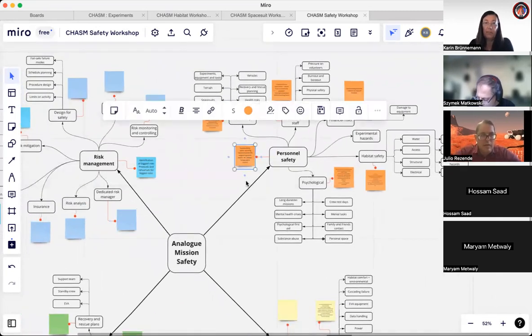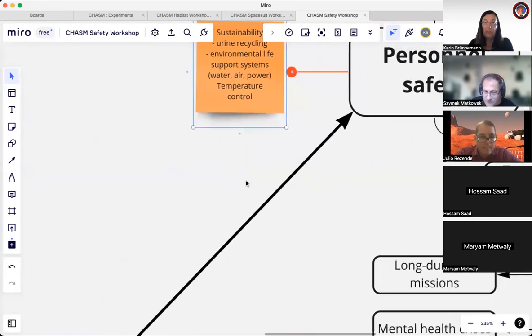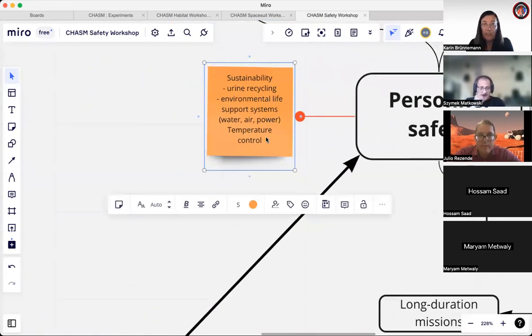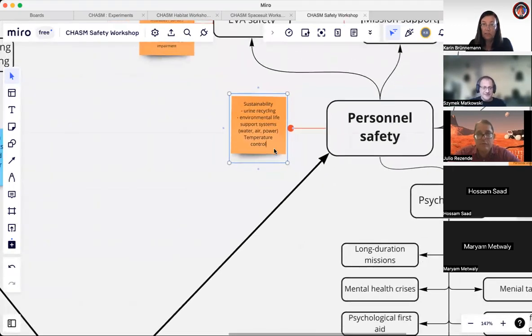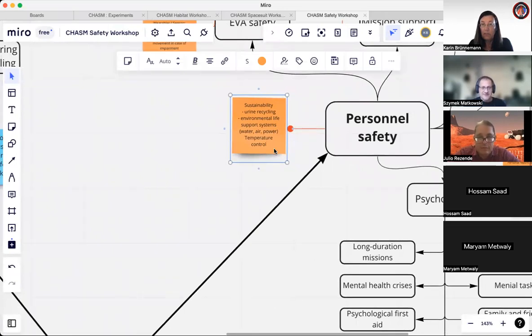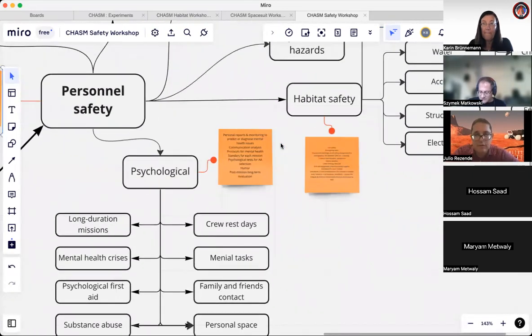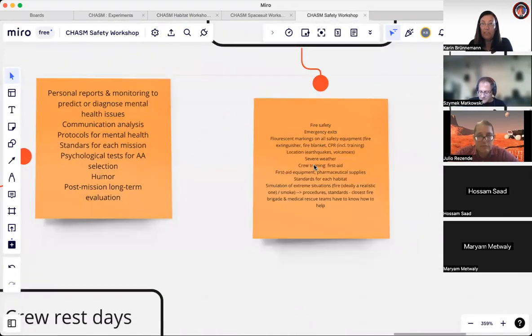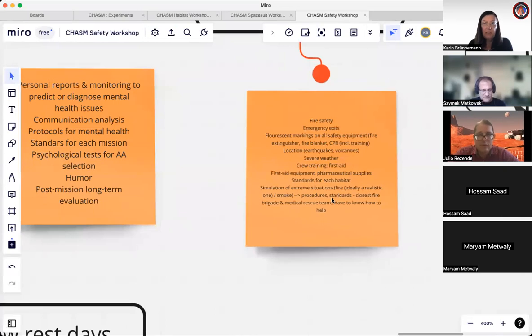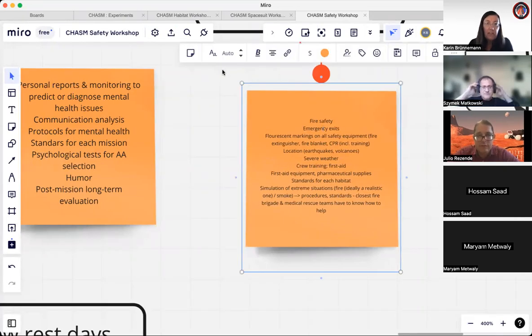Can we put this here in personal safety? Yes, but it's also related to infrastructure, these topics that I mentioned, and how the infrastructure would bring a safe or unsafe situation to astronauts. Also, there is an infinite cycle, I believe.